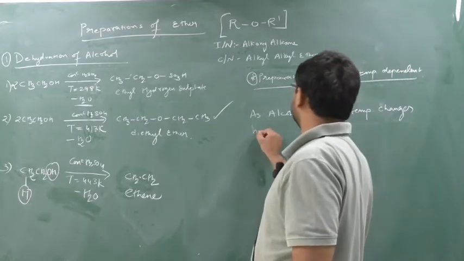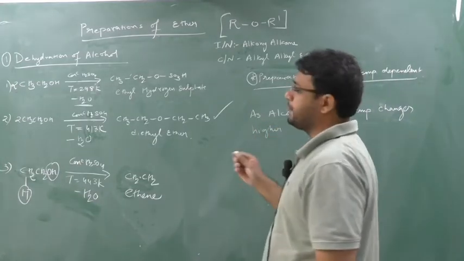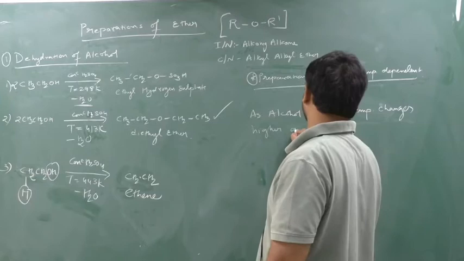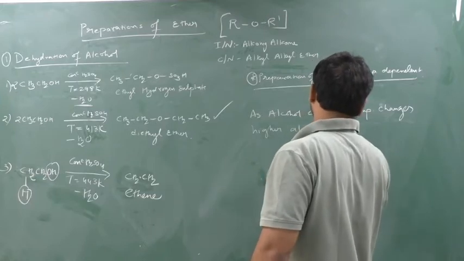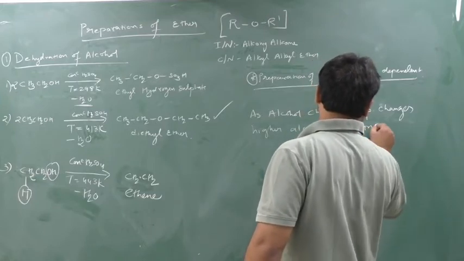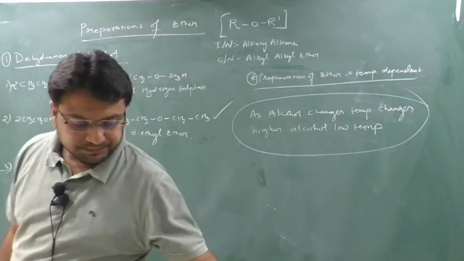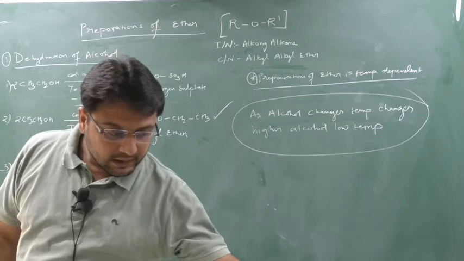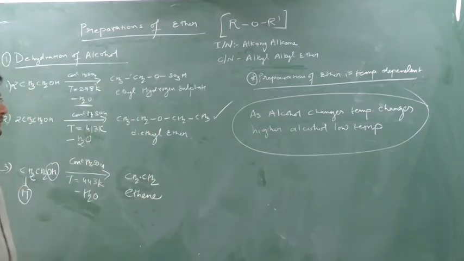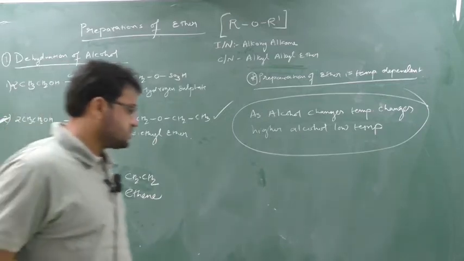Higher alcohol, like propanol, butanol, pentanol, higher alcohol, low temperature. Okay, higher the alcohol, lower the temperature. You can write down this. Clear this part? Okay, so this is nothing but your dehydration of alcohol. Clear? Take a screenshot. So this is our reaction which we have to study now. This is our main reaction which you have to study.